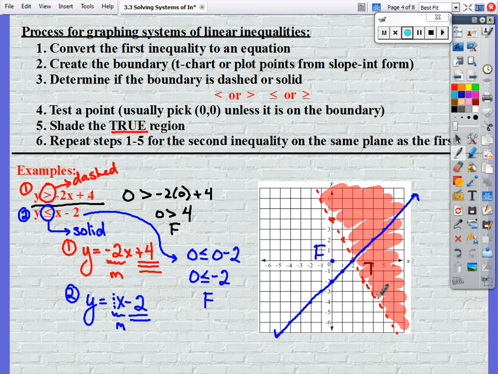So you've got to sort of ignore the red. And you've got to sort of see this whole bottom part of the blue be in the true region. And we always want to shade the true region. And so everything below this blue line would end up being our solutions for the blue one.